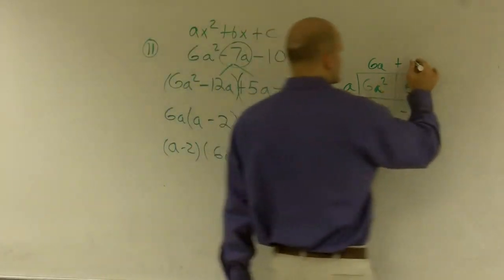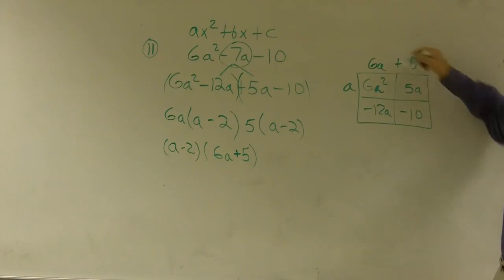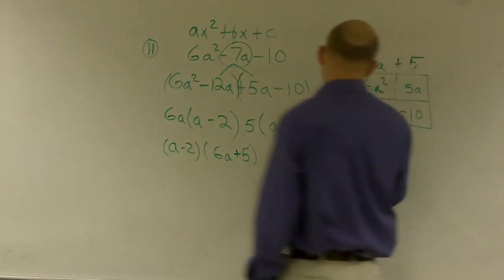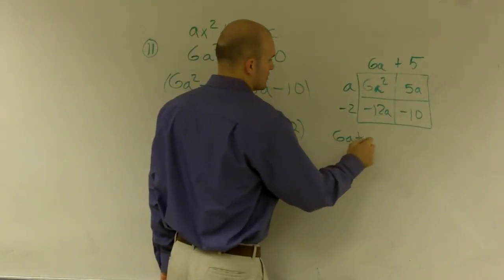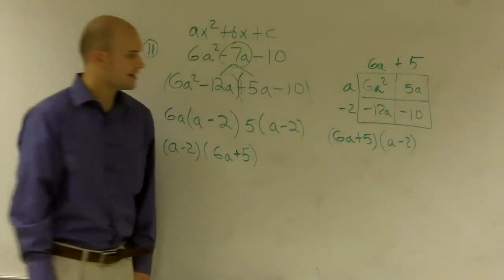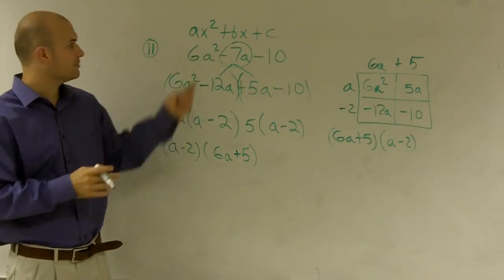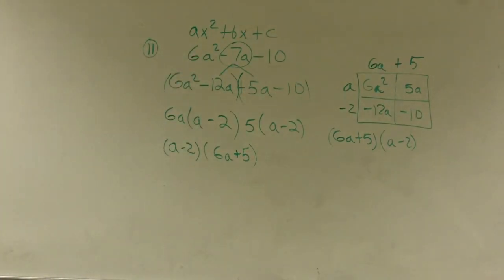Thank you. That makes sense, because a times what gives you 5a? That's 5a, right? And then over here, 6a times what gives you negative 12? Well, that's a negative 2. And then you can see here are my two factors. So that's two different ways to factor a trinomial when a is greater than 1. Yay. And you guys have a lot of practice to practice that method.